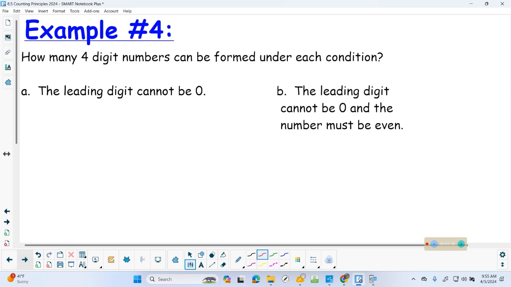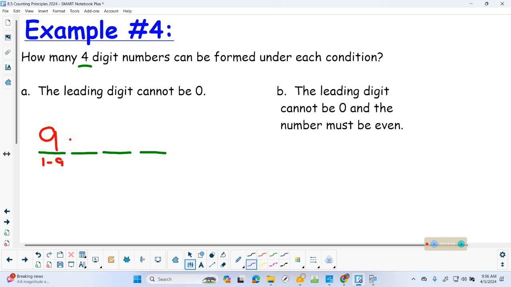How many 4-digit numbers can be formed under each? Okay, so when you have the different digits, sometimes they can be 4, 5, whatever. Here we're doing 4. So I'm going to make 4 blanks just to kind of help me think about what can I use in each place. So first thing, leading digit cannot be 0. So that means you can use 1 through 9 here. So how many numbers are there 1 through 9? 9. I'm going to put my dramatic dot in for the times, okay?